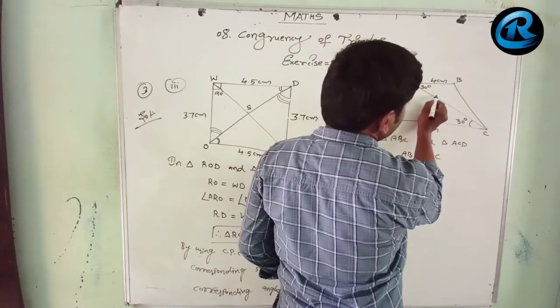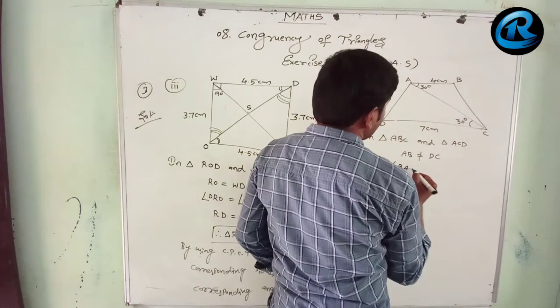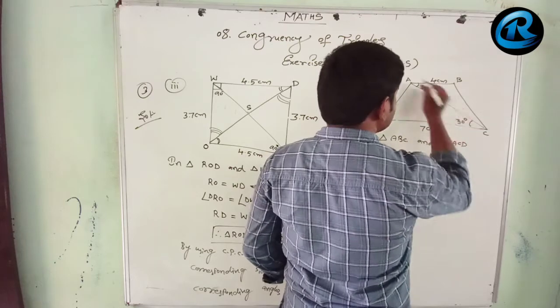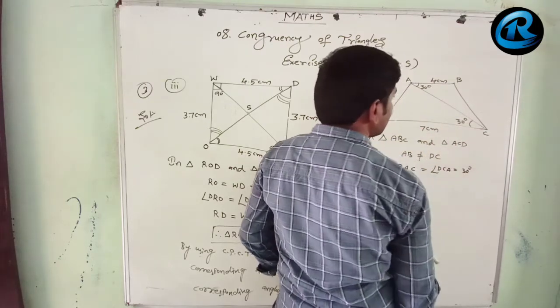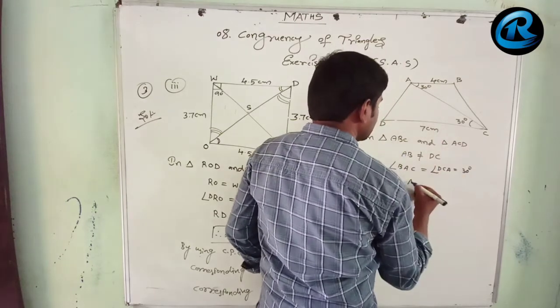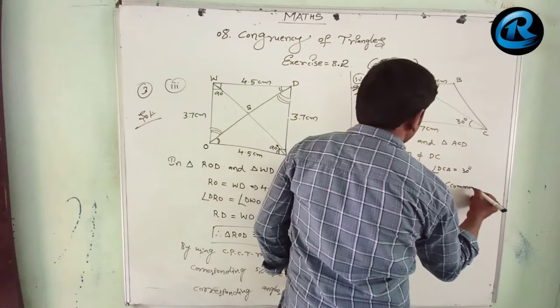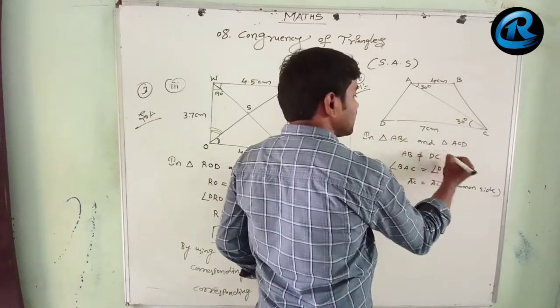And here, yes, angle BAC is equal to angle DCA, equal to 30 degrees. Then AC is equal to AC. It is a common side for both triangles, but here the condition is not satisfied.